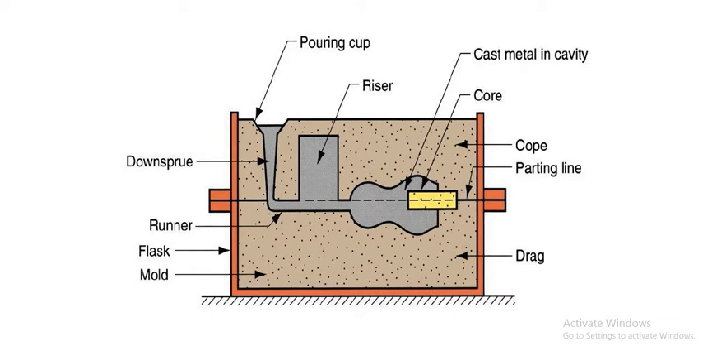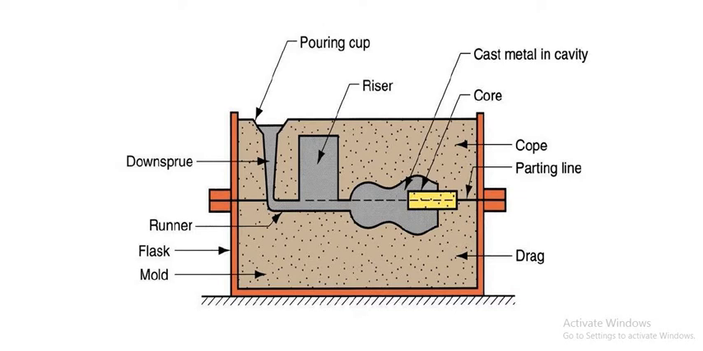So here, if you see this part, this is the parting line. There are two parts here, one is the upper part and one is the lower part. The upper part is called the cope, and the lower, bottom part is called the drag. Then this one is the cast metal in the cavity. This is the cast metal in the core. This part is the core.